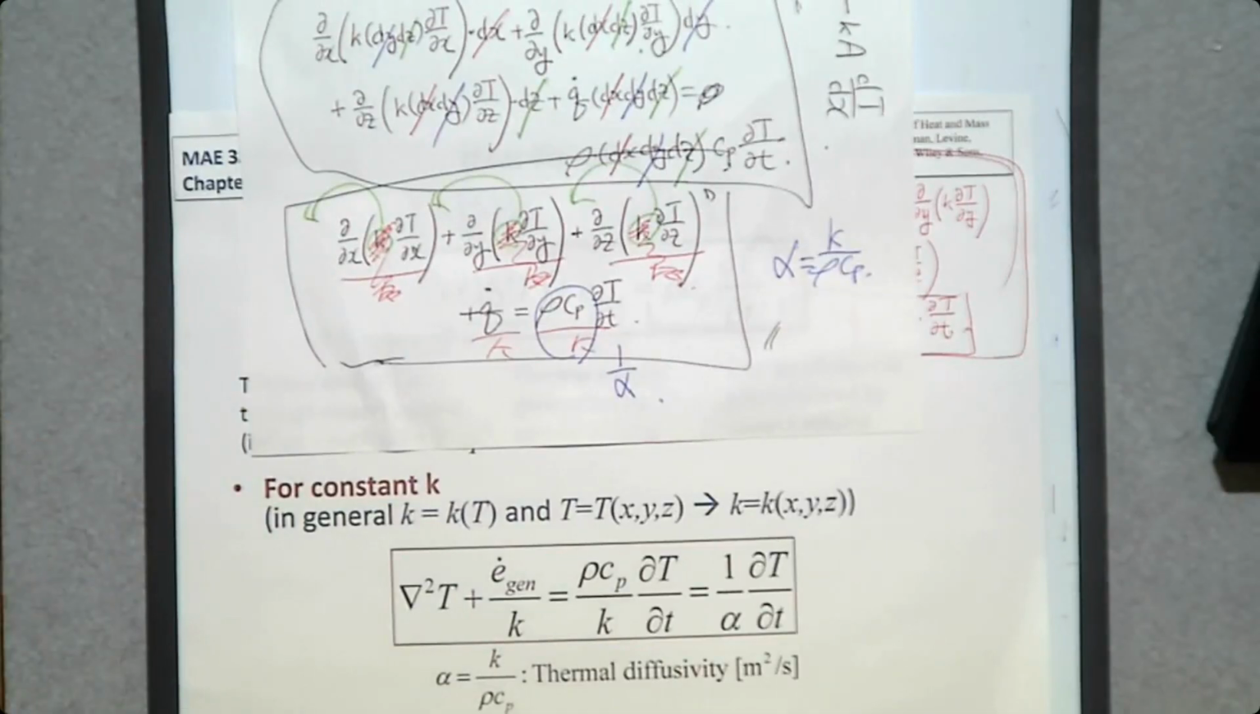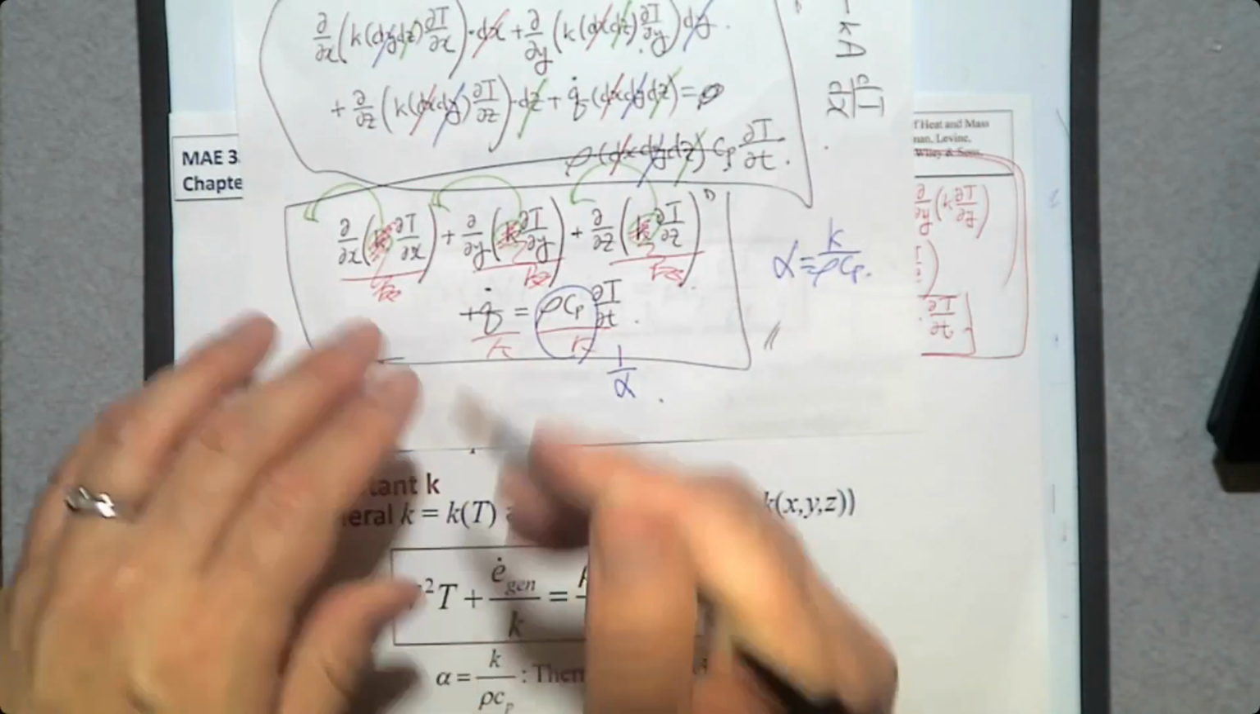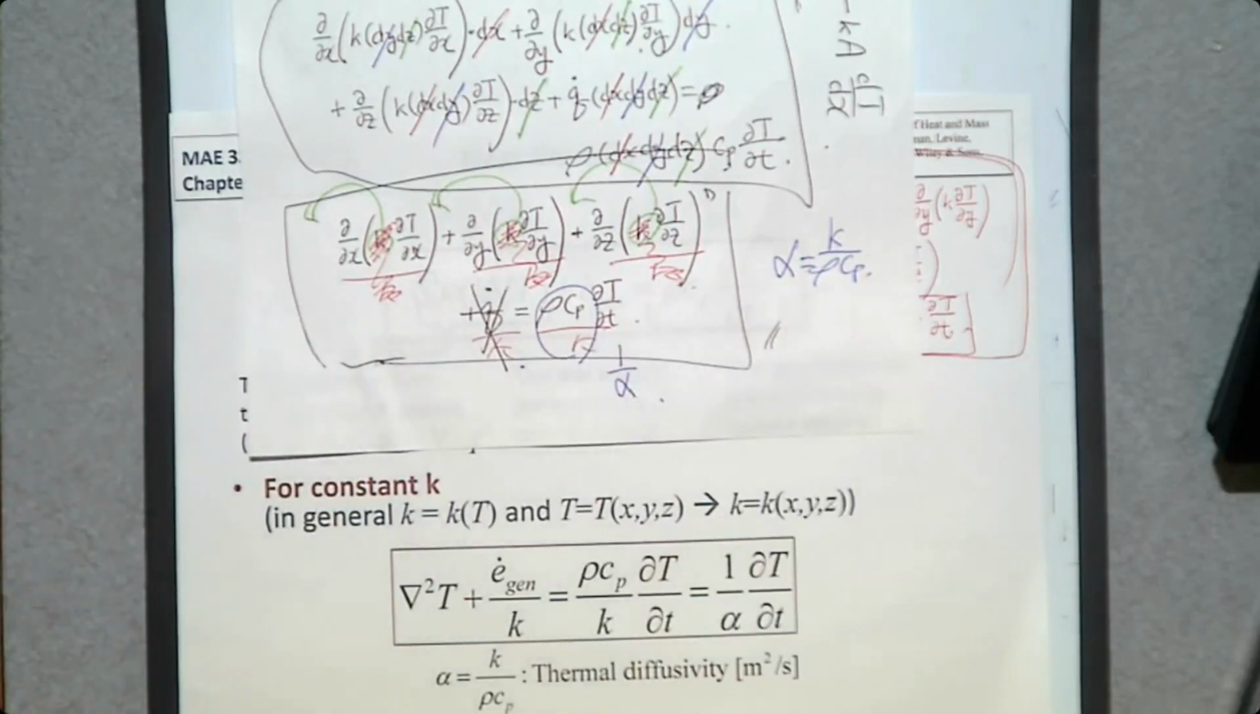Then the second one. Can we assume that there's no heat generation? Is there heat generation on this whiteboard? Is there heat generation inside this wall? Usually, unless you study electronic systems, we can expect no heat generation. So let's assume that there is no heat generation. Then you can neglect this one.